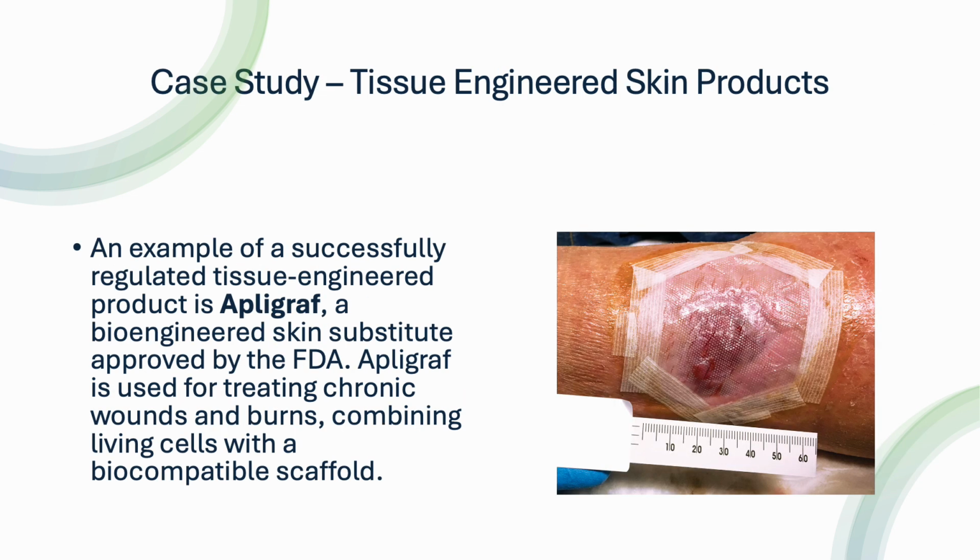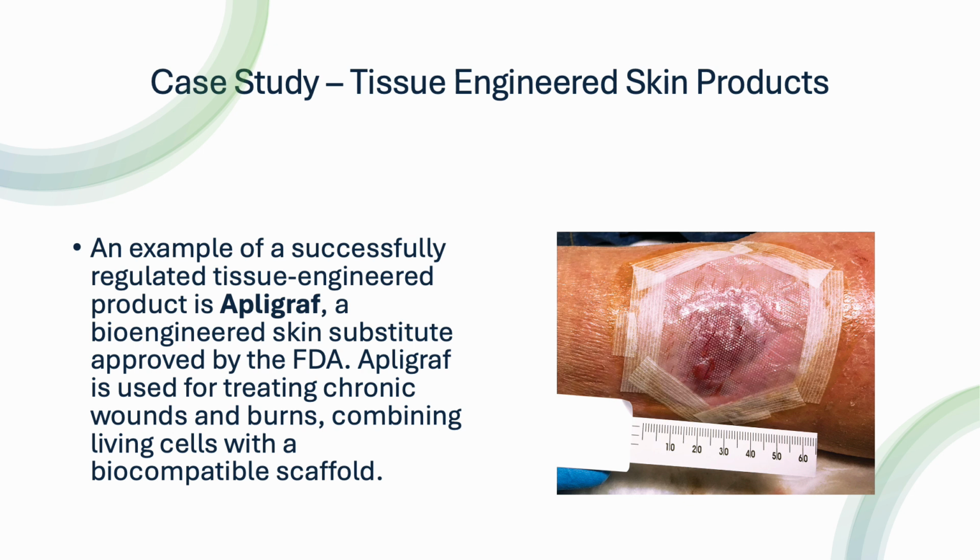Now let's go over some case studies. We're going to see two case studies. In this slide here, we are talking about Apligraf. It's a tissue-engineered skin substitute. It's a great example of how combination products are used in medicine. It's a biologic-device combination that has helped treat chronic wounds and burns, as you can see in the picture on the right side of the slide.